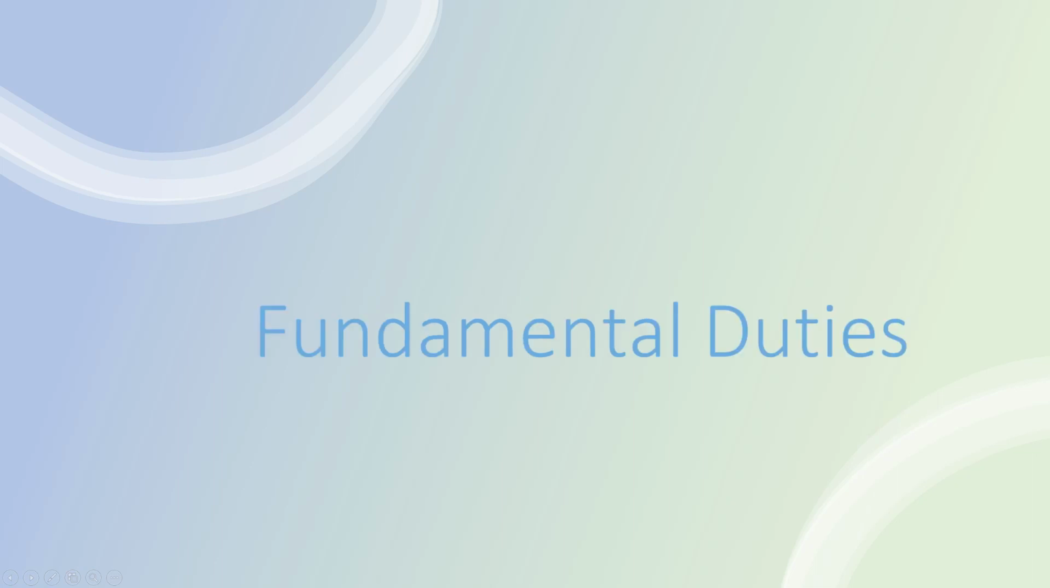Feature number 10. Fundamental duties. Fundamental duties were incorporated through 42nd Amendment Act 1976. They are contained in Part 4A and Article 51A. Originally there were 10 fundamental duties. Now there are 11 fundamental duties. The 11th fundamental duty has been incorporated through 86th Amendment Act 2002. It makes a fundamental duty of the parent or the guardian to impart compulsory education to the children between age of 6 to 14 years old.